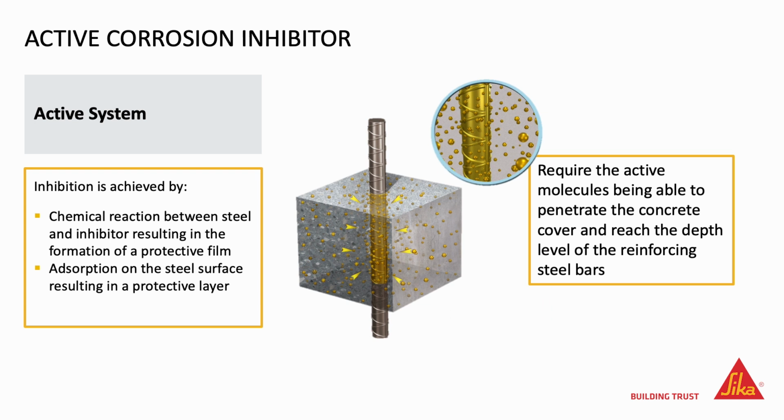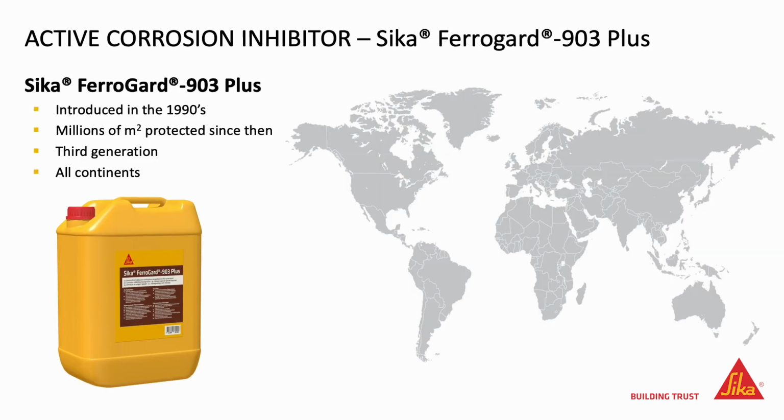These systems will only be effective if the active molecules can migrate through the concrete cover to reach the reinforcing bar level. In Sika, the first version of this inhibitor was introduced in the late 1990s. We are now in the third generation of this technology, and millions of square meters of concrete surface have been protected since then in all continents.